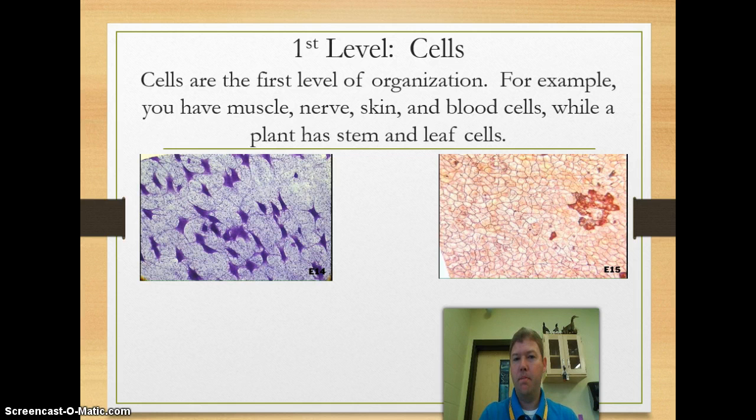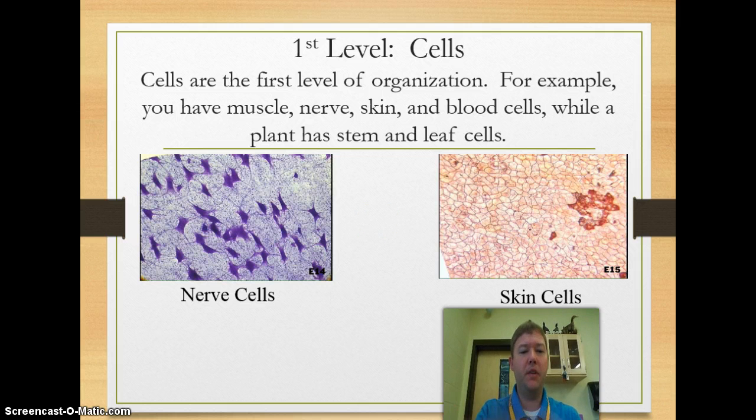Well, let's start with the very basic level of the division of labor. It's cells, what we've been talking about. Cells are the first level of organization. So, for example, you have muscle cells, nerve cells, skin cells, blood cells, all within your body, while plants have stem cells and leaf cells. And right here, there are some nerve cells from a body and some skin cells. So that's our very basic level of organization.